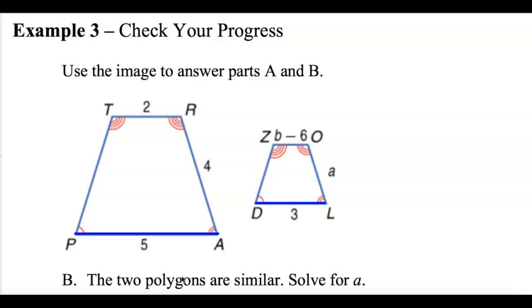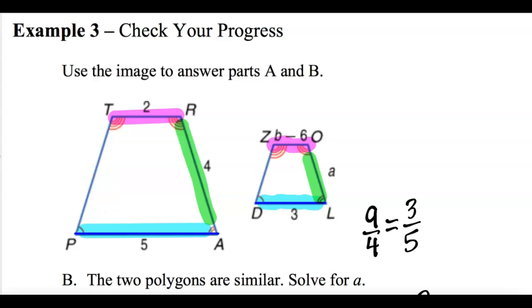Okay, I'd like you to press pause and go try this problem on your own, and then I'll answer the question with you. Okay, so I did some color coding, trying to just see which parts were similar. For part A, you would get that 4 times 3, which is 12. That is going to equal 5 times A, which is 5A. Divide both sides by 5, and you get A is equal to 2.4.